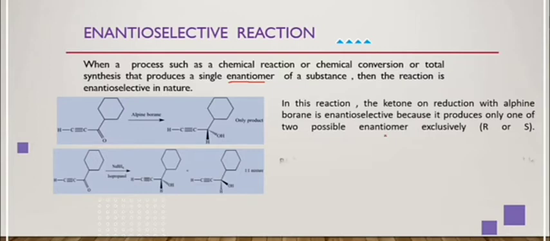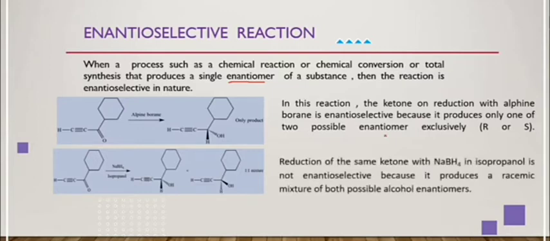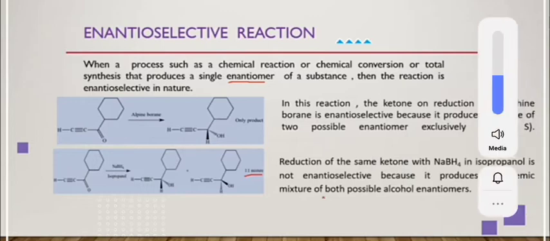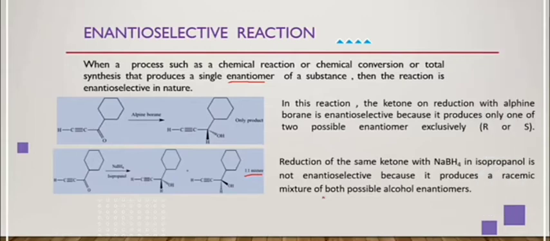On the other hand, the reduction of the same ketone with sodium borohydride in isopropanol is not enantioselective because it produces a racemic mixture of both possible alcohol enantiomers. So to make it simple, when we end up with only one enantiomer, we call the reaction enantioselective in nature.